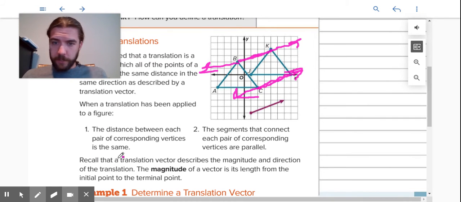Finally, recall that a translation vector describes the magnitude and direction of the translation. The magnitude of the vector is its length from the initial point to the terminal point. So we're saying the length of this vector, another word for it is the magnitude.